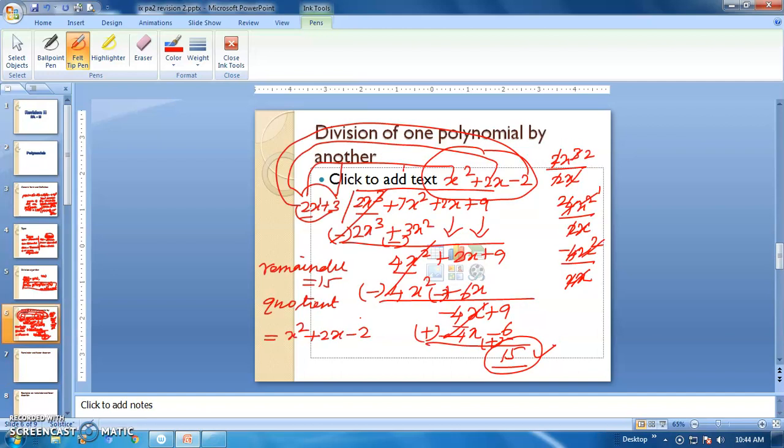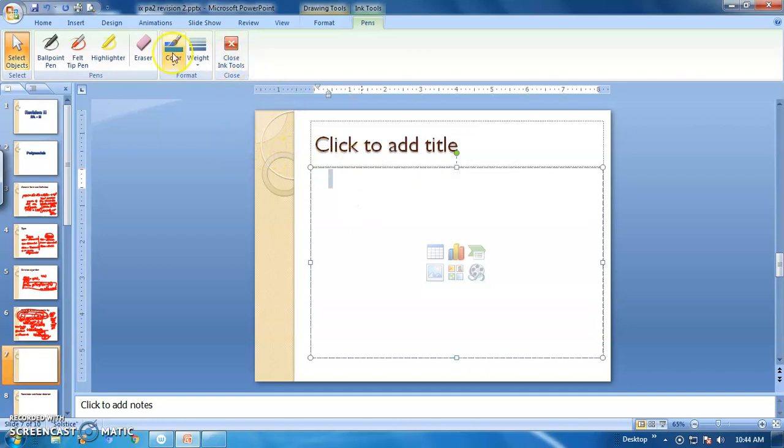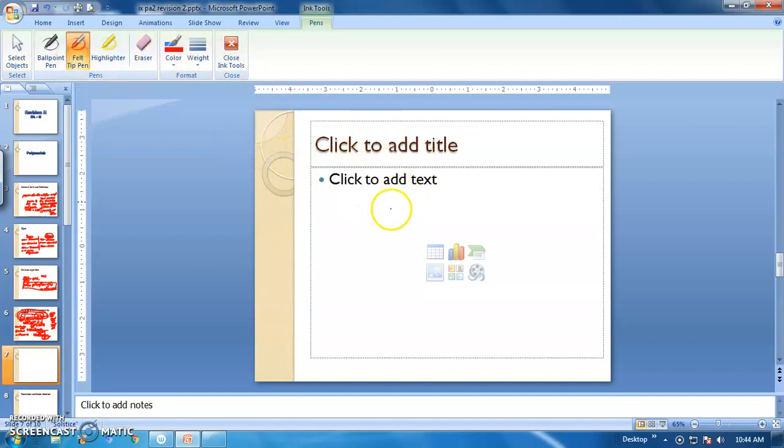And for one more sum, now I'm going to write one more sum here, that is x cube minus 6x square plus 7x plus 6. Now I'm going to divide this by x minus 3.